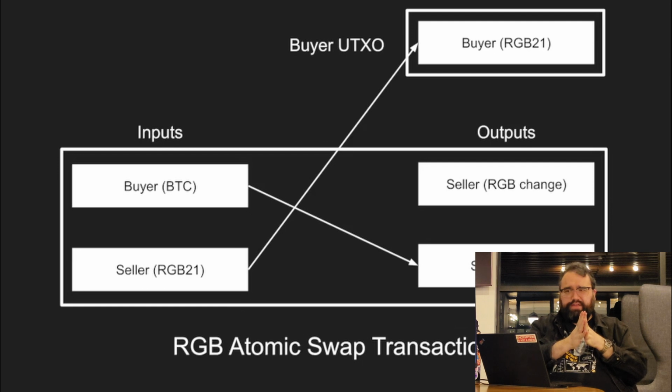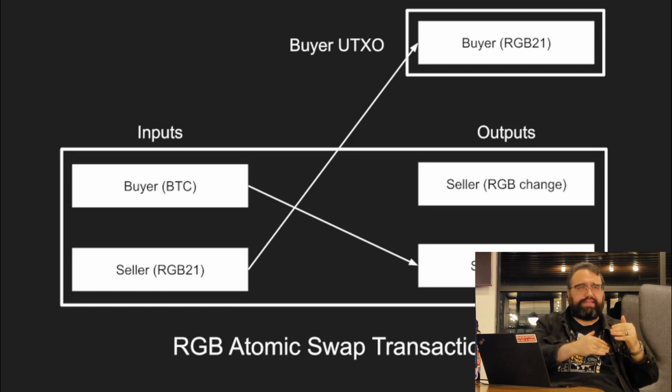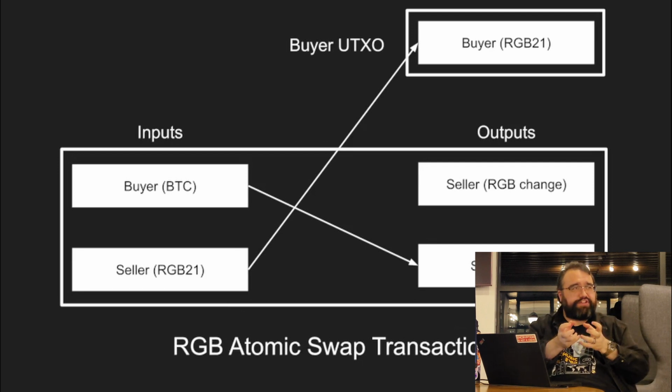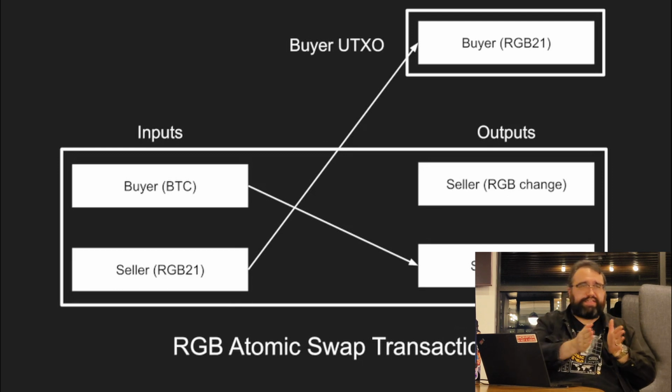When you have a buyer and a seller interacting, the buyer is spending their money and the seller is selling their product. Ideally, they both spend their UTXOs in the same transaction. And when you do that, they're in the same transaction. The transaction either gets mined or it doesn't. If it doesn't get mined, then it's atomic.